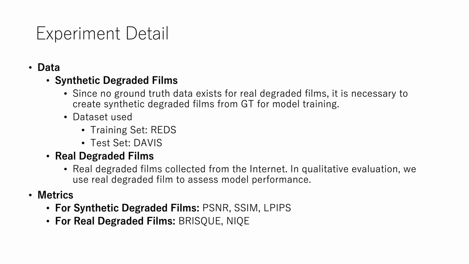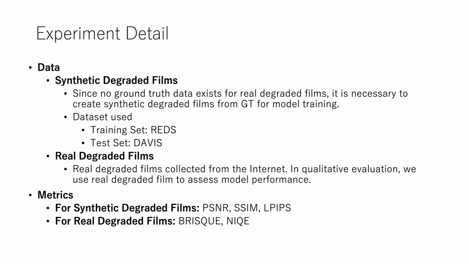We conducted experiments to verify the effectiveness of our proposed method. This page lists some details of the experiments. We used synthetic and real degraded films to train and test our model. Since no ground truth data exists for real degraded films, it is necessary to create synthetic degraded films from ground truth for model training. For training, the synthetic degraded films are synthesized based on the REDS dataset, whereas for the test set, they are synthesized from the DAVIS dataset, and real degraded films are collected from the Internet.